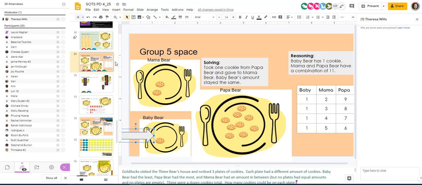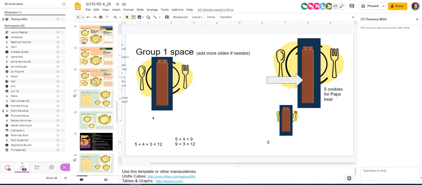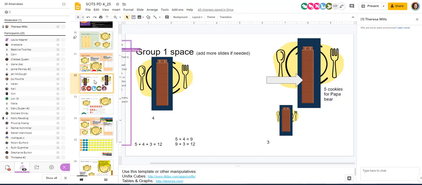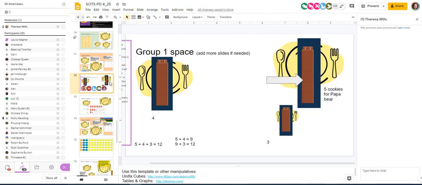Did anyone else feel like that helped them? Feel free to write comments in the chat box too while we're doing these. And we saw some different representations there with them literally putting the cookies on the plate. But on slide 32, they didn't put any cookies there. Group 1, tell us what you were thinking on slide 32. We went to use the Unifix cubes, and so we just divided them evenly-ish. So it was the 3, 4, 5. So we used the Unifix cubes to show those as the cookies.